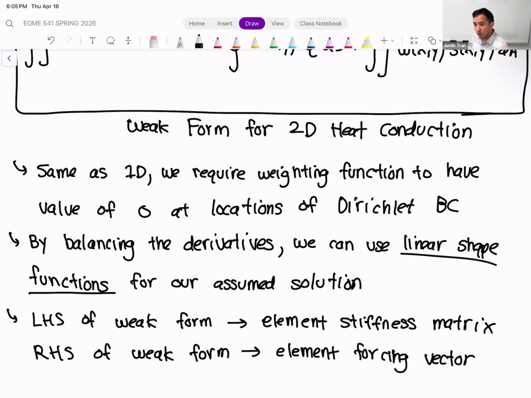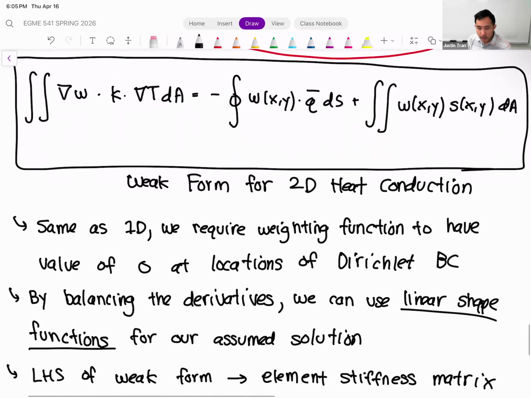And so if you compare this to our equation for one-dimensional finite elements, those exact terms are going to match up as well. For our 1D finite elements, we had our term on the left-hand side that had our balanced derivative. That comprised our element stiffness matrix. And on the right-hand side, our element forcing vector was comprised of the Neumann boundary condition together with any kind of body force or thermal generation term. So this term here is literally just a two-dimensional version of our 1D finite elements.